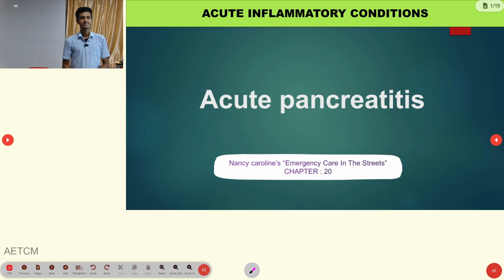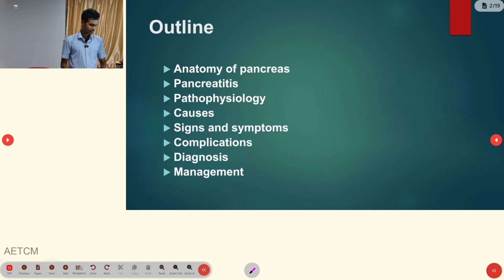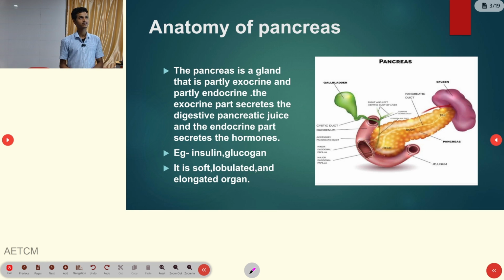Today's topic of discussion is acute pancreatitis, from the acute inflammatory conditions. So the outline of our presentation today: anatomical note of the pancreas, and then what is meant by acute pancreatitis, what's the pathophysiology and then causes, what are the clinical features and then complications, how we have to diagnose in pre-hospital, means assessment point, assessment note, and then how we are diagnosing in hospital, and then finally management in pre-hospital and in hospital. So before getting into the pancreatitis, some anatomical note regarding the pancreas.